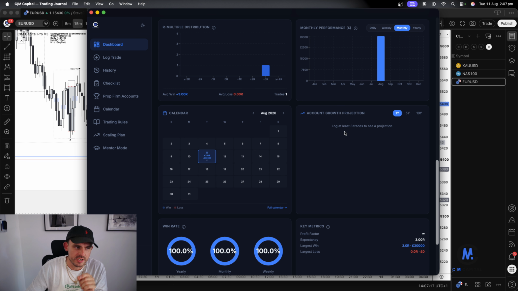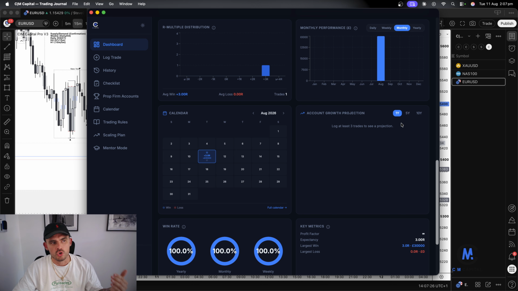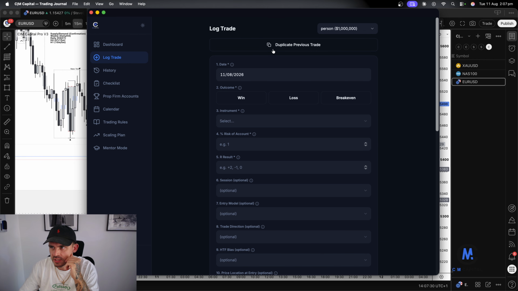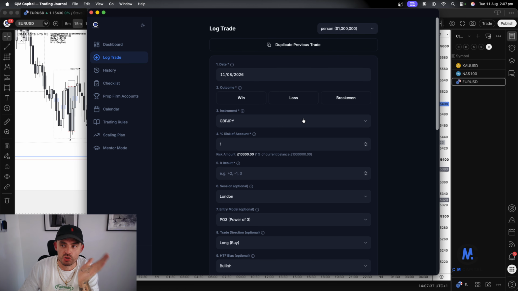You need at least 3 trades logged for this, and it will tell you over the year, 5 years, 10 years, where it expects your account to be within that period of time, which is good. So I will quickly just go into here. You can duplicate the previous trade. So if you get, for example, a trade that's just like what you had, you can just come into it and quickly smash it out.